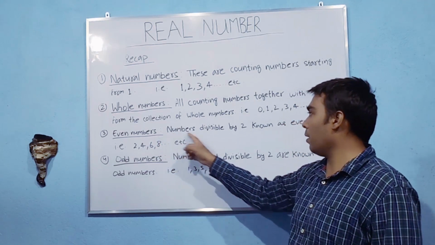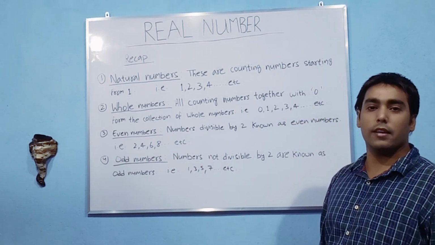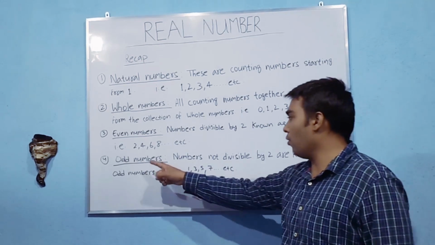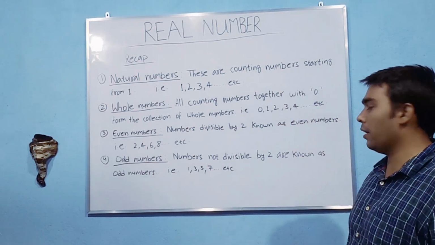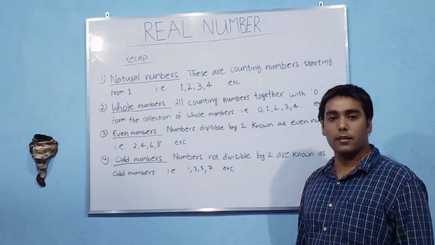Third, even numbers. Numbers divisible by 2 are known as even numbers. For example, 2, 4, 6, 8, etc. Fourth, odd numbers. Numbers not divisible by 2 are known as odd numbers. For example, 1, 3, 5, 7, etc.